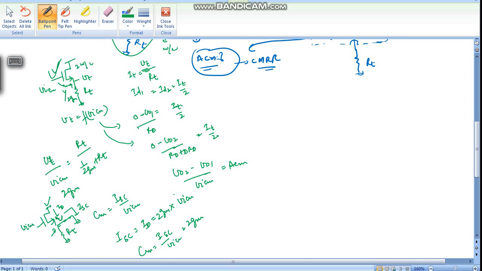So you can derive the expression for that. So R out, you can write, both are in parallel: 1 by 2 GM into RT, over 1 by 2 GM plus RT.